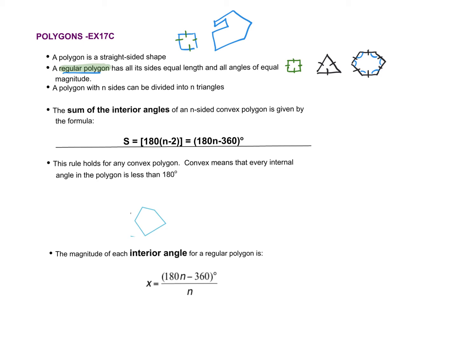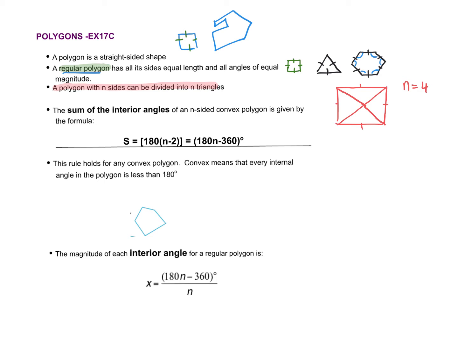Now, this fact here is pretty important that you are aware of. A polygon with n sides can be divided into n triangles. What we mean by that: if you have a square, n equals 4 because it has 4 sides. Because it's got 4 sides, you could divide this shape into 4 equal triangles. I could divide it there, and there are those 4 equal triangles.